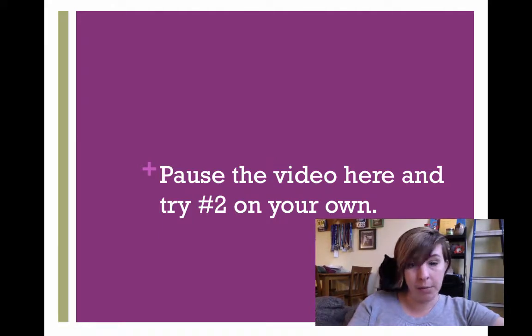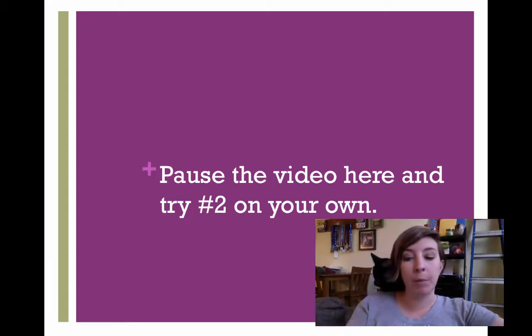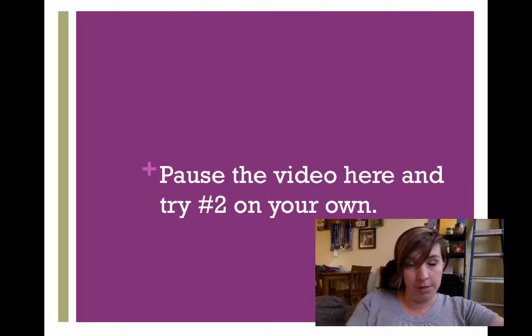So pause your video here, and I want you to try number 2 on your own. See if there is a constant of proportionality. If there is, then that means that your table is proportional. Write down the equation if there is one, and then graph your table on the graph.